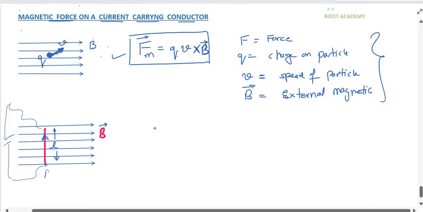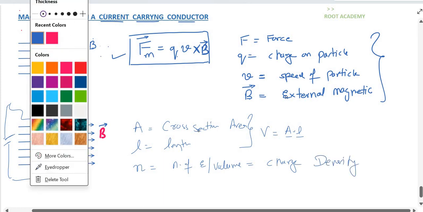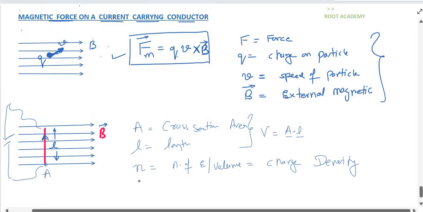Now the cross-sectional area of the wire is A, and L is the length of the wire. So what will be the volume? The volume of the wire will be A into L, base area into length of the wire. Suppose n is the charge density, meaning number of electrons per unit volume. This is also known as the charge density of the wire. This shows how many electrons there are in the wire.